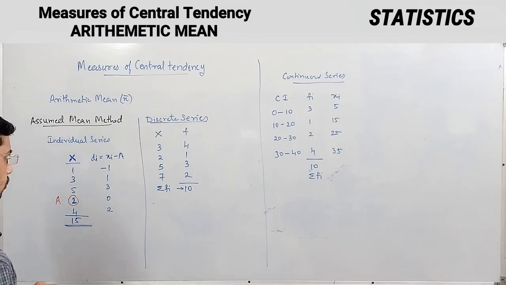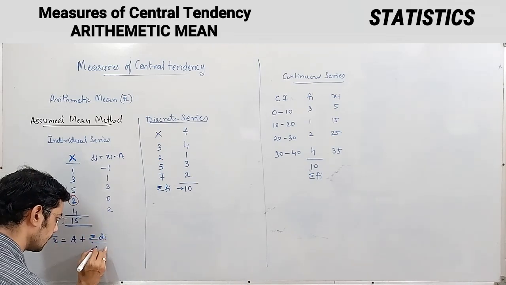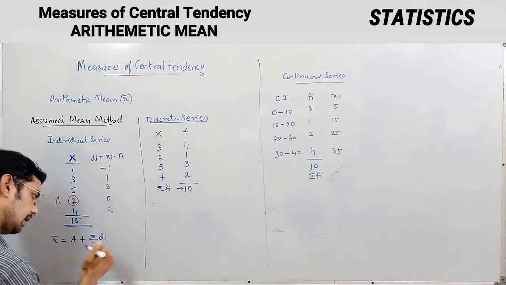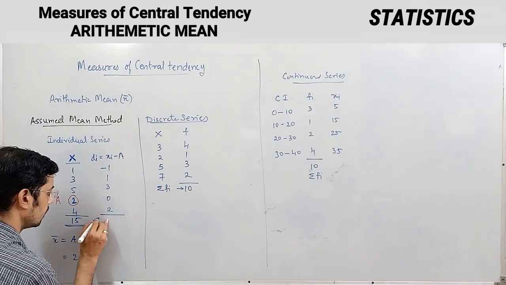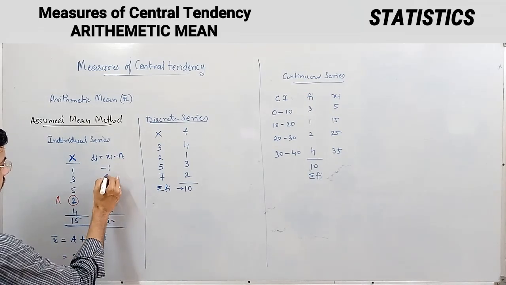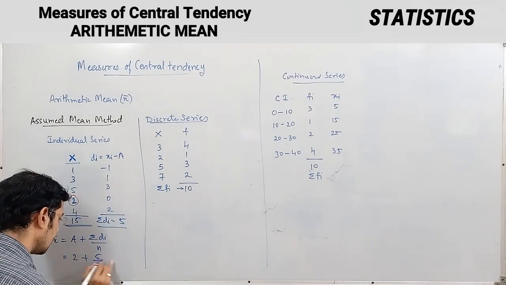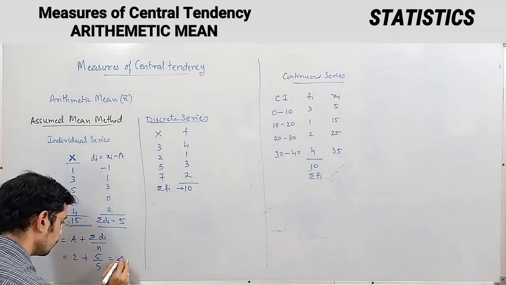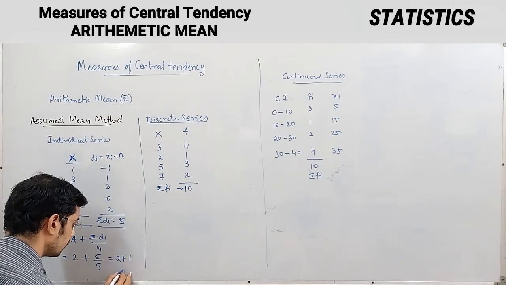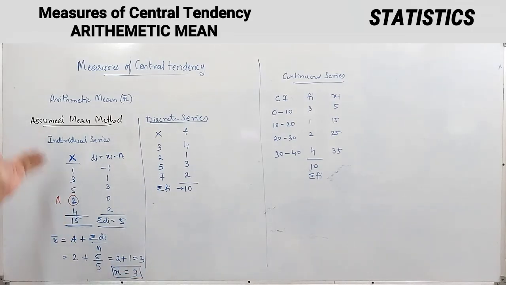Now what are we supposed to do? X bar equal to a plus sigma di by n, or sigma xi minus a by n. What is a? A is 2. We need to find sigma di. Adding these, sigma di is equal to 5, and the number of observations is also 5. So 2 plus 1 is equal to 3. So x bar equal to 3 is the mean for the individual series.